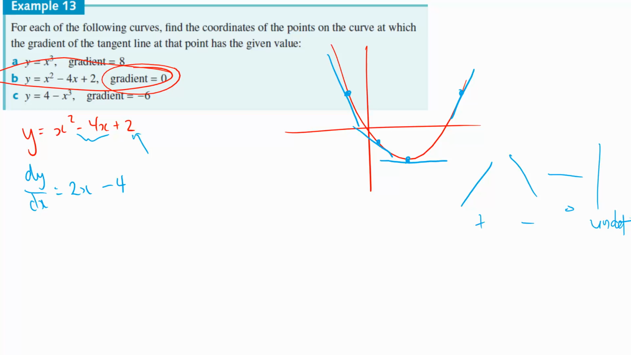Now, that's dy dx equals 2x minus 4, but that doesn't tell me the gradient. Okay? I already know what the gradient is. What's the gradient equal to? 0. So since I know the gradient is 0, 2x minus 4 equals 0. X has to then equal 2. Add 4 on both sides, divide both sides by 2. So what does that mean? It means that when x equals 2, that's when I have a gradient of 0. Now, if I know it's 2, how do I find the coordinates for y? What do I do?